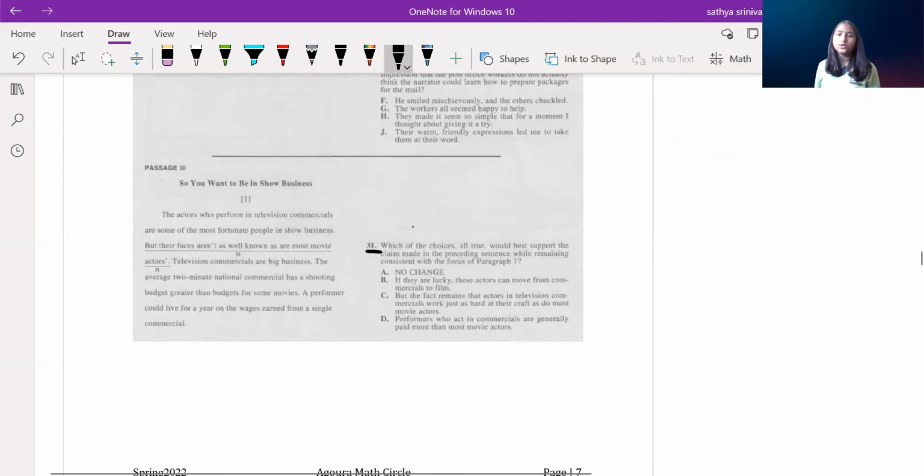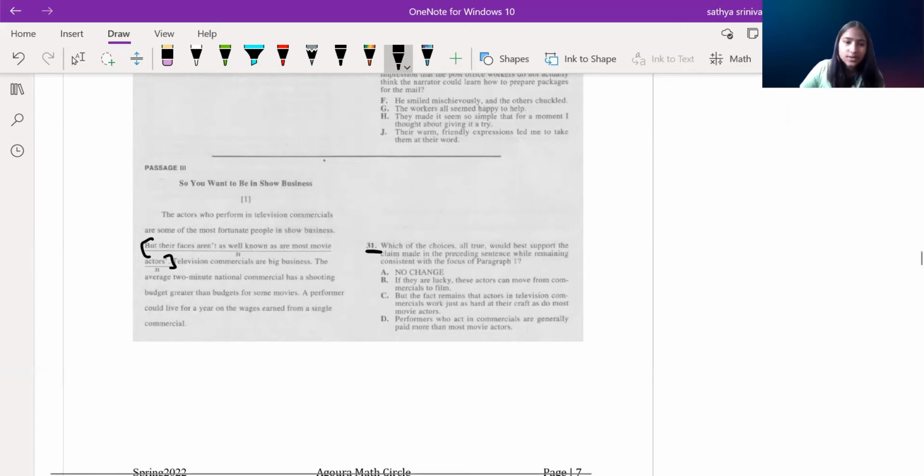So it's saying, which of the following choices, all true, would best support the claim made in the preceding sentence while remaining consistent to the focus of paragraph 1? Okay. So the preceding sentence is, the actors who perform in television commercials are some of the most fortunate people in show business, but their faces aren't as well known as most movie actors. So let's just skip this and then read the next sentences to give us an idea. Television commercials are big business. The average 2-minute national commercial has a shooting budget greater than budgets for some movies. A performer could live for a year on the wages earned from a single commercial, right?